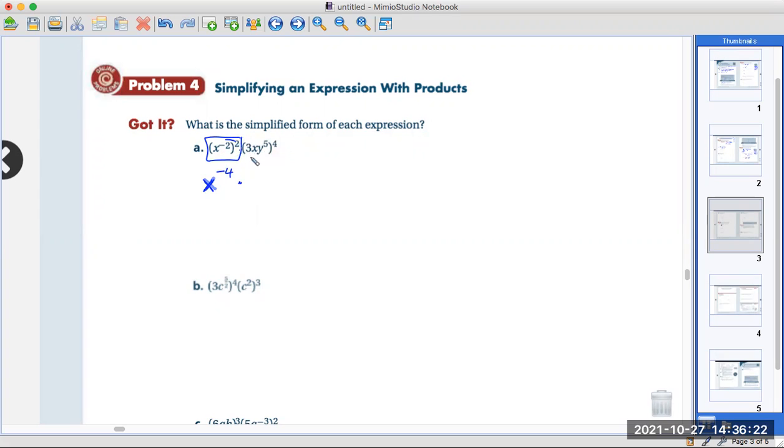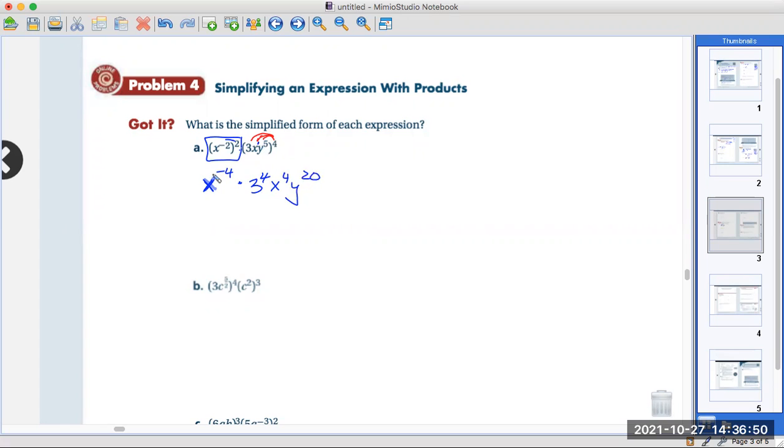Now I'm doing this part. But I will shower the power because I got more parts. I got 3 parts in here. Each part gets a power of 4. X to the power of, still remember this is a 1, 1 times 4 is 4. Y to the 20th.